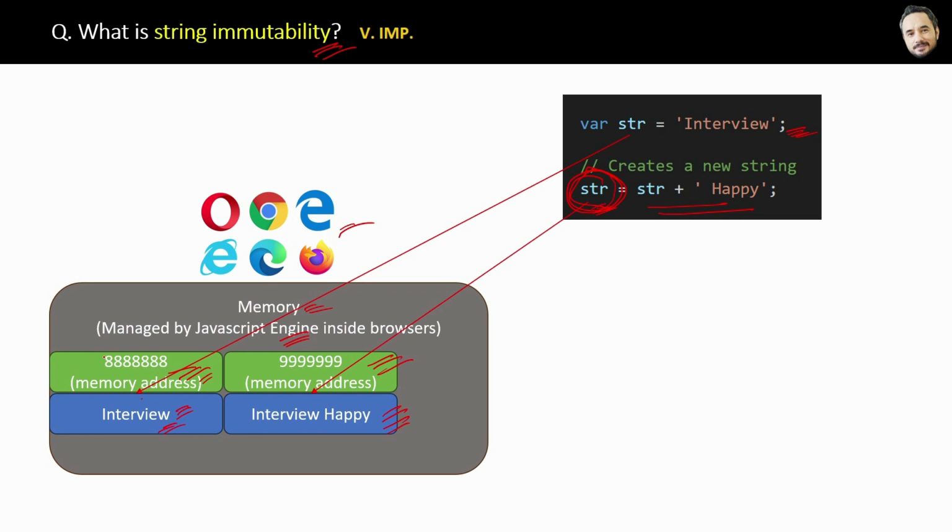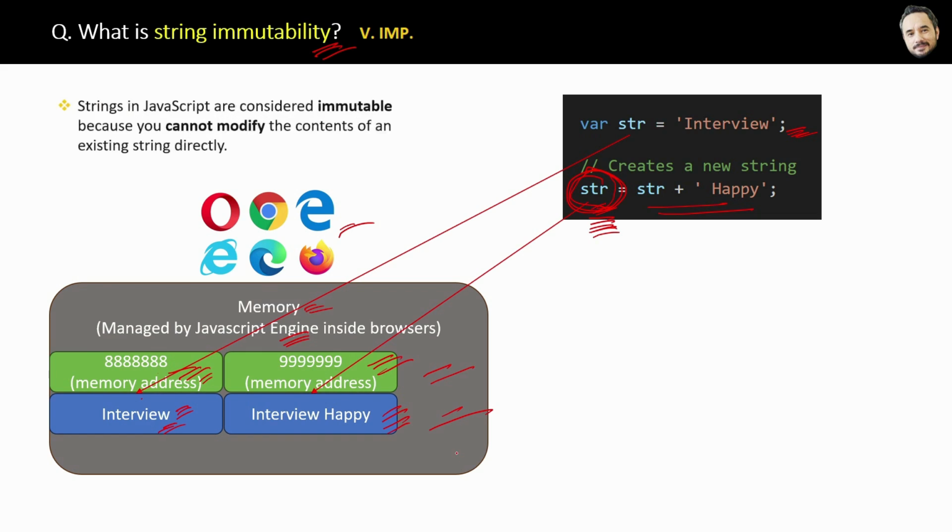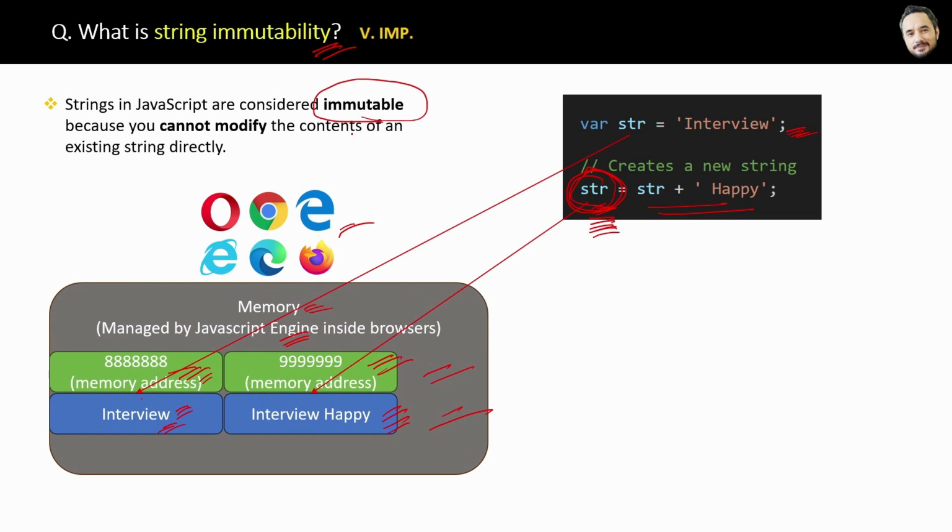Immutable means a thing that cannot be modified or changed. And strings are not modifiable and therefore they are immutable. Every time we change the string, internally we are creating a new string in the memory. So the final conclusion is strings in JavaScript are considered immutable because you cannot modify the contents of an existing string directly. Now this concept is like a bookmark in your memory, right?